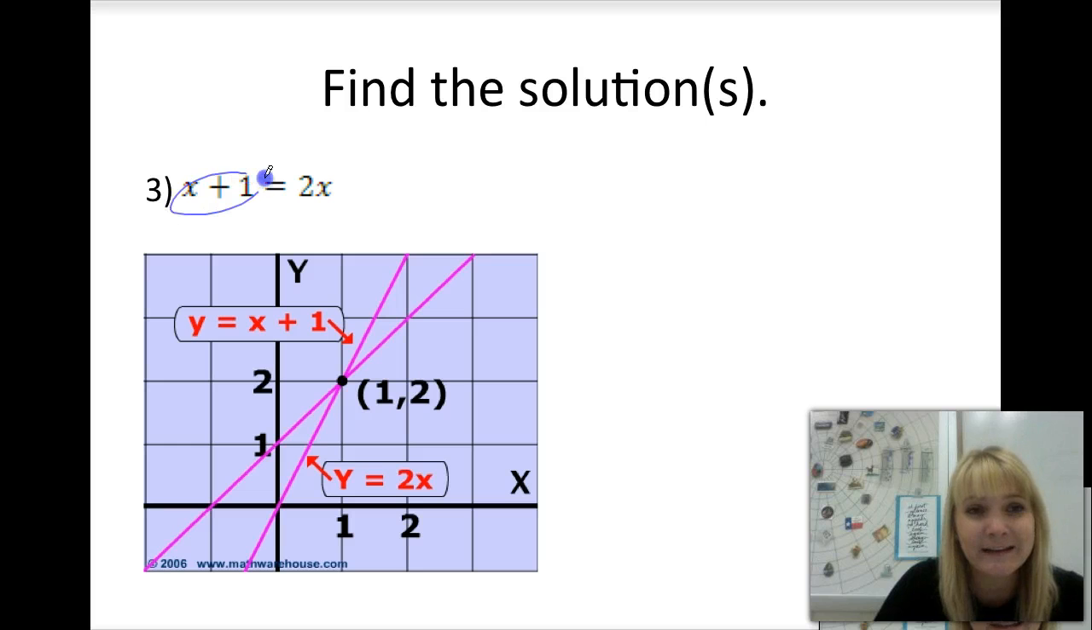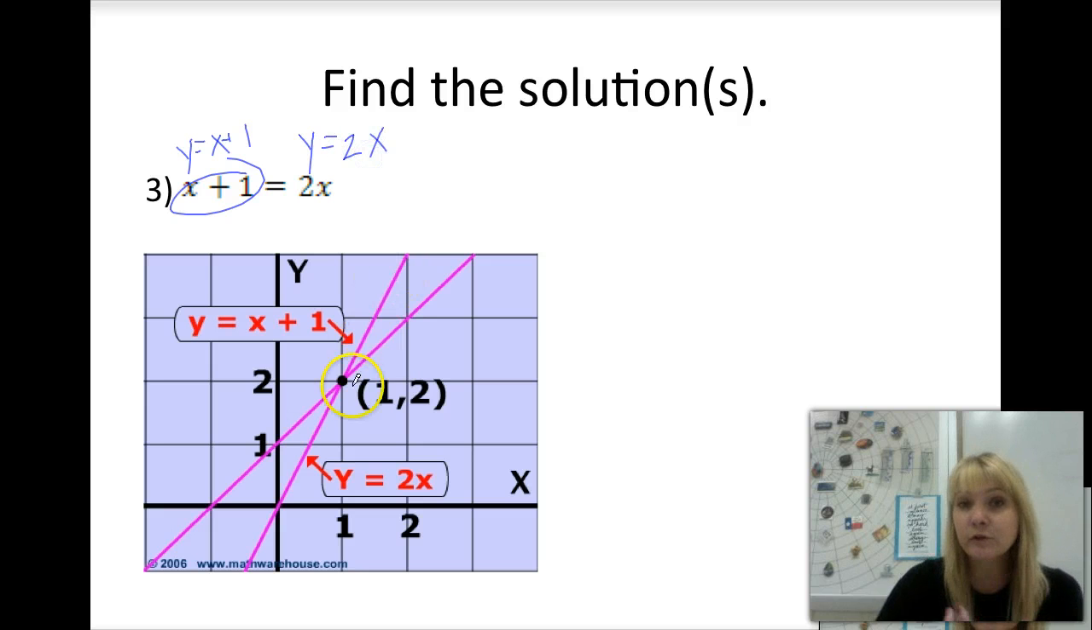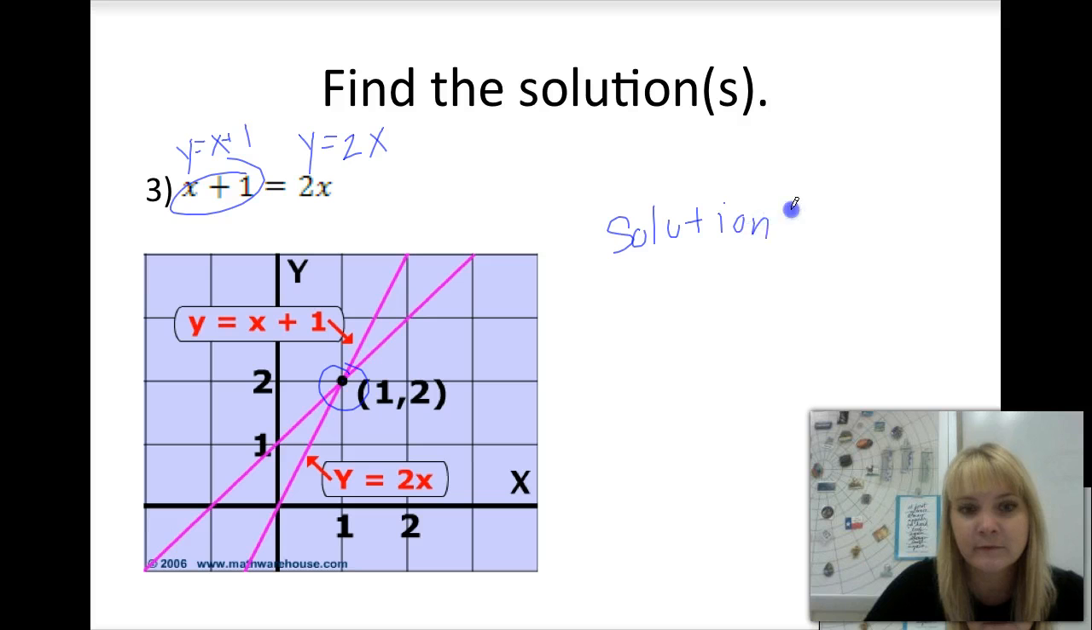All right, our next equation is x plus 1 equals 2x. Once again, we set each side of the equal sign equal to y, so y equals x plus 1, and then y equals 2x. And our solution is going to be the x value, once again, of where they intersect. Here we have one point of intersection, so our solution is 1.